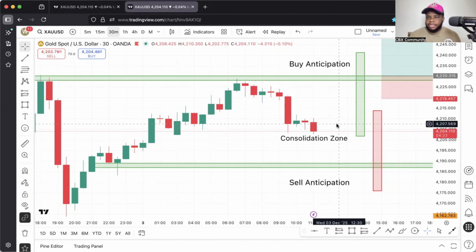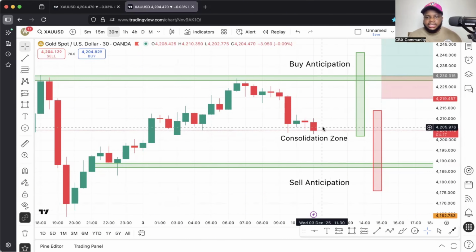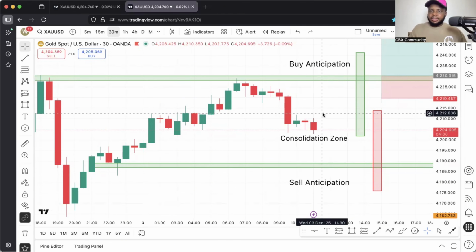So let's just be patient. We don't need to do anything at this moment. The candle is left with 4 minutes before this 30 minutes candle will close. So until you're able to identify a structure before we'll be able to take a position, let's wait and see.